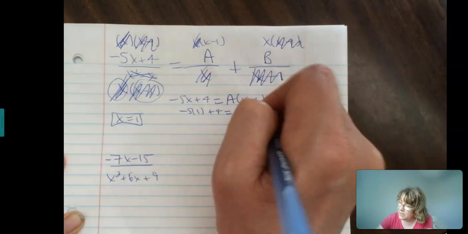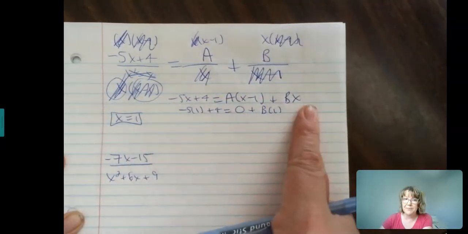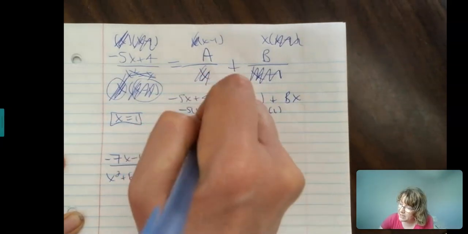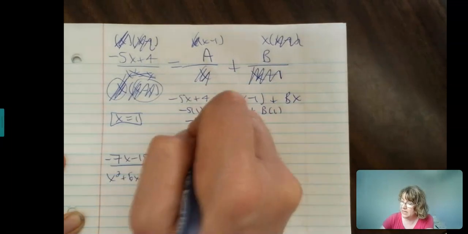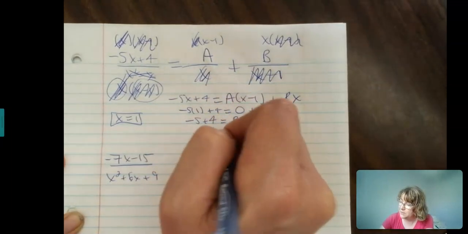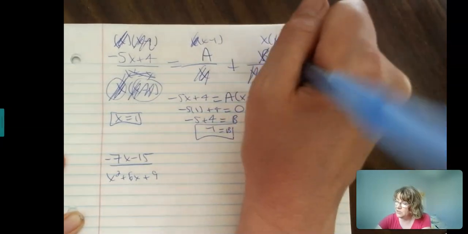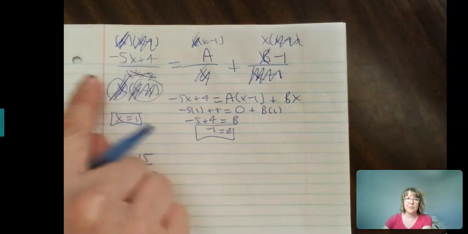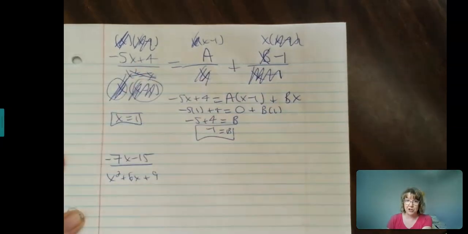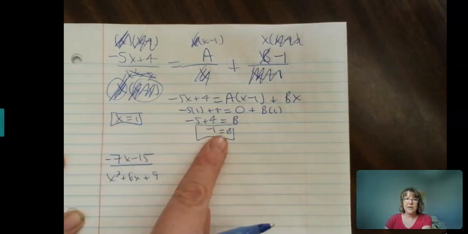Plus B times 1 is B. I'm just subbing in 1. Over here, I get negative 5 plus 4 equals B. Negative 5 plus 4 is what? Negative 1 is B. So I just figured out that this B is going to be negative 1 when I rewrite the fraction. I know I canceled everything out, but we're going to write it as an addition fraction problem when I'm done. Now I have, oh, that helped me get this one.